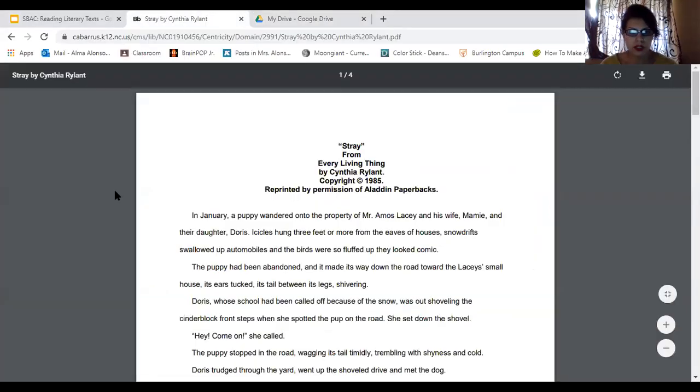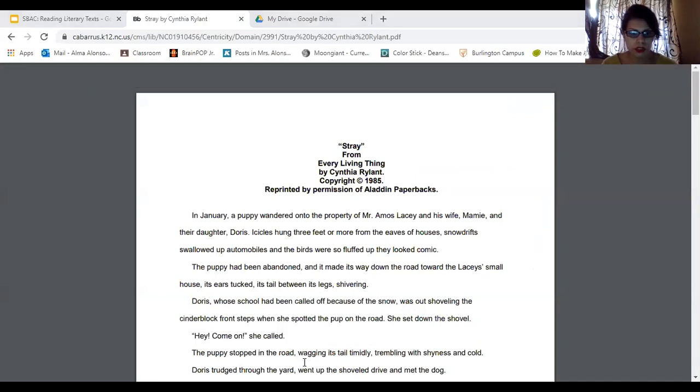I'm going to tell you exactly which words I want you to circle. The first word I want you to circle, and if you don't have the story, jot the word down in your notebook, okay? The first one is icicles. Go ahead and repeat the word so you know how to pronounce it as well. Icicles. Write that word down or circle it if you have your copy.